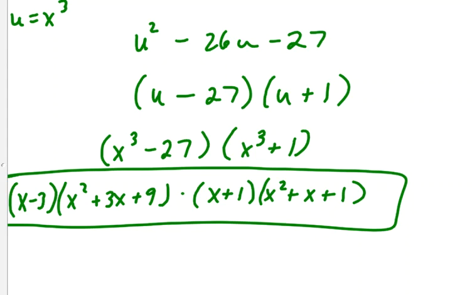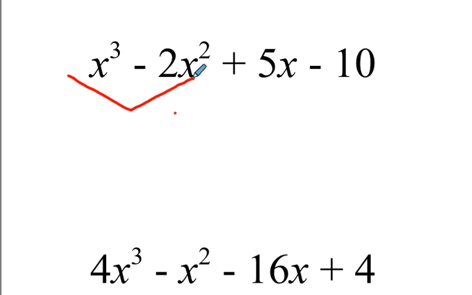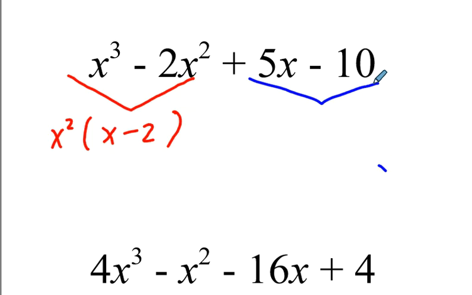The next strategy is called grouping. And grouping is used when you have a polynomial with 4 terms. You can actually do grouping with more than 4 as well, but usually that's the most common spot you're going to see it. When we do it by grouping, we look at 2 things at a time, or sometimes even 3. If I look at these two, x cubed minus 2x squared, I can pull out an x squared out of those two. I'm left with x minus 2. When I look at these two, 5x minus 10, I can pull out a 5 as a GCF out of those two. And I'm left with x minus 2.